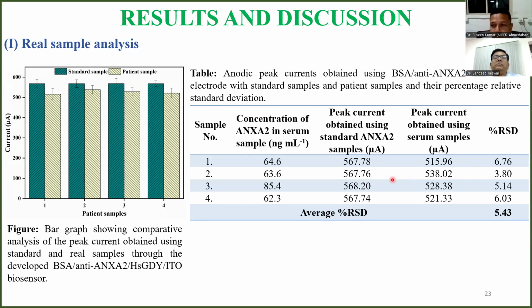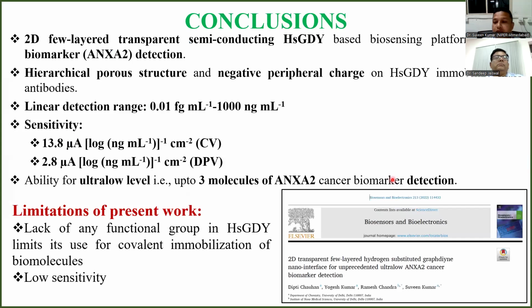So the conclusion of this first work is that we have successfully synthesized 2D few layered transparent semiconductor hydrogen substrate graphene, and it is used for liver cancer biomarker detection. The linear detection range that we observed is 0.01 femtogram to 1000 nanogram per ml, with sensitivity through CV 13.8 and DPV 2.8. Definitely CV is better than DPV here. And this platform has the ability to diagnose up to 3 molecules of annexin.